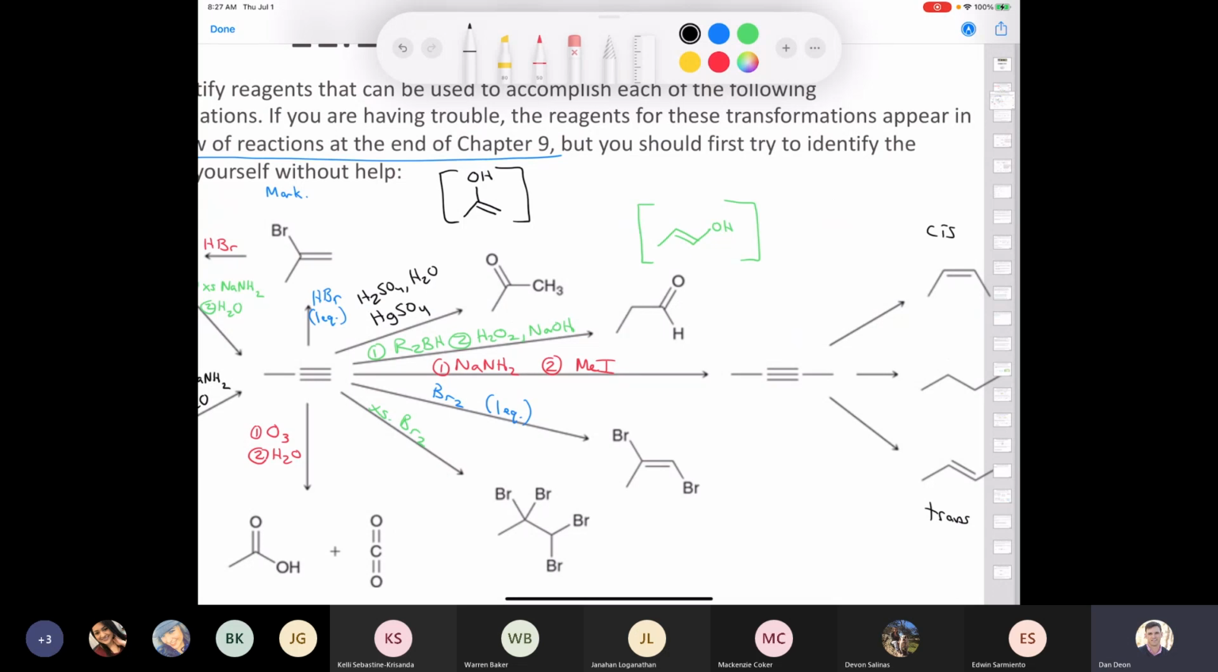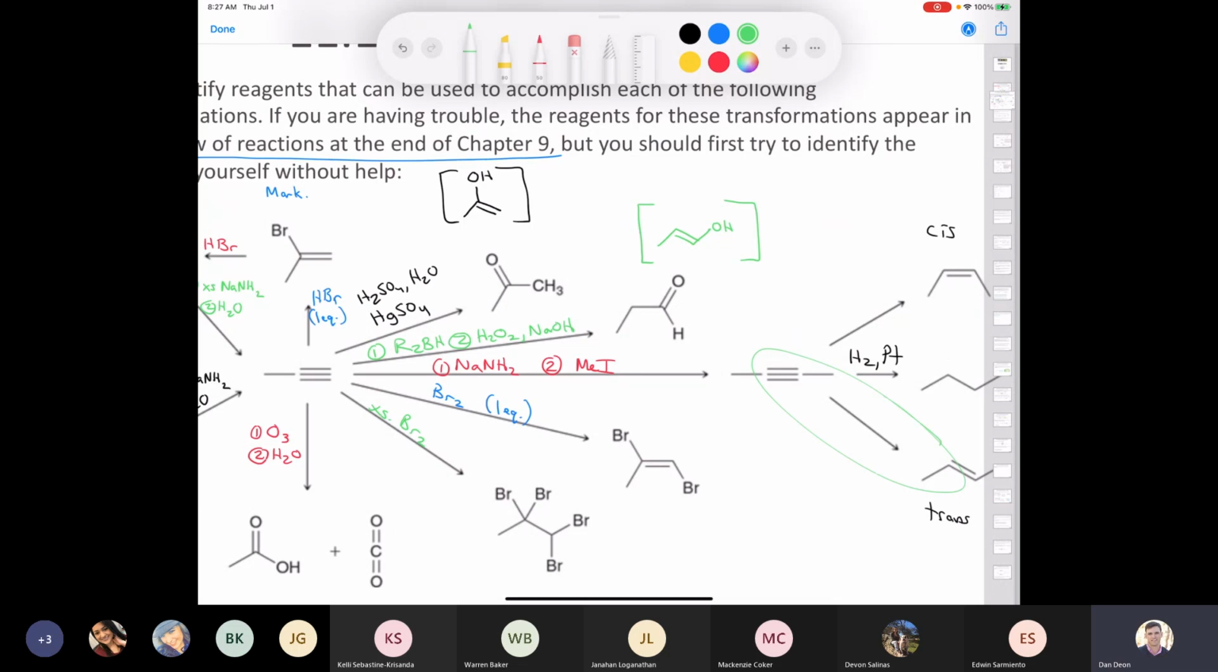So for that, we would just use hydrogen and platinum. I'm going to go with the trans first. Does anybody remember the reaction conditions for the reduction to the trans alkene? Even part of it? If you just type in part of it, I'll know you know. I know you know. Yeah, absolutely.